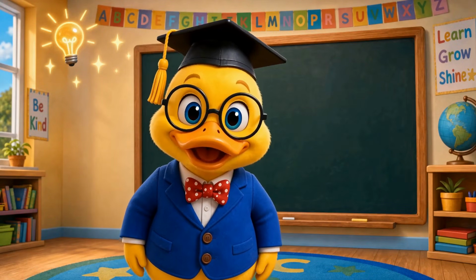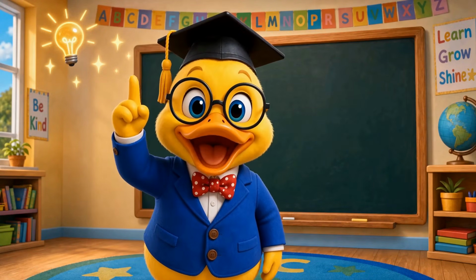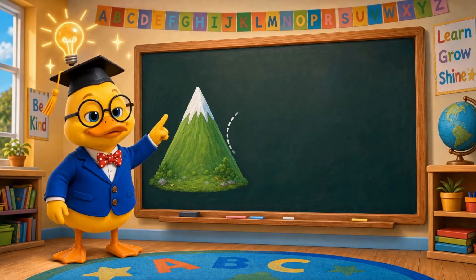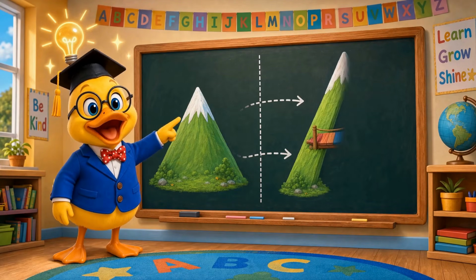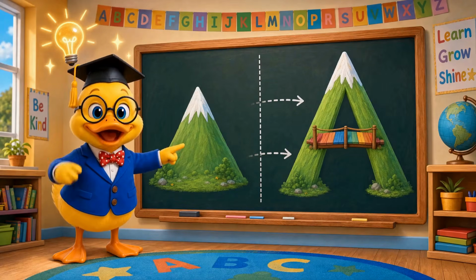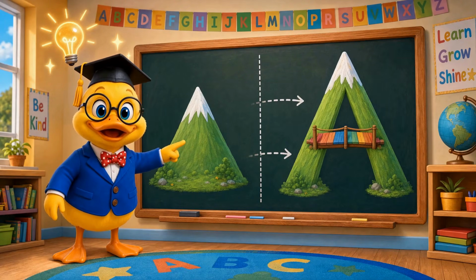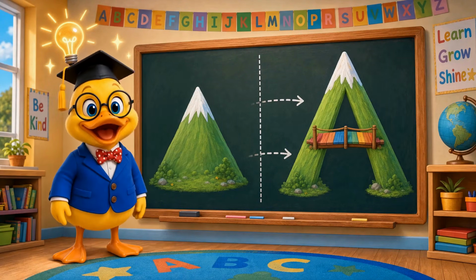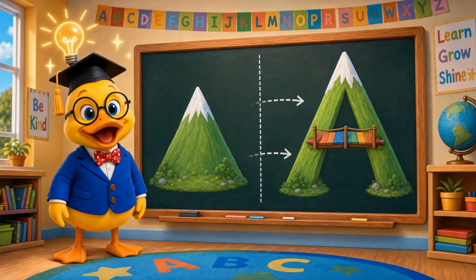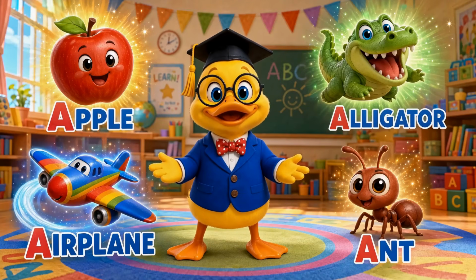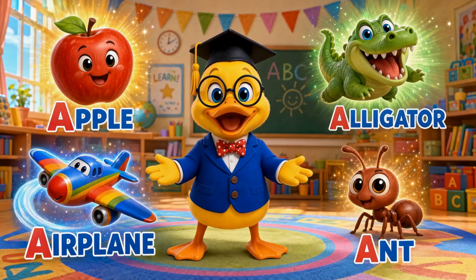Okay, here is a secret trick to always remember the letter A. Look very carefully. The big letter A looks like a tall mountain with a little bridge right in the middle. See the mountain? And there is the bridge. A is for mountain. Now you will never forget. Get it? Now let us find some words that start with the letter A.